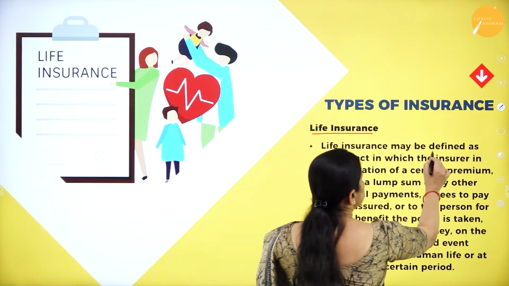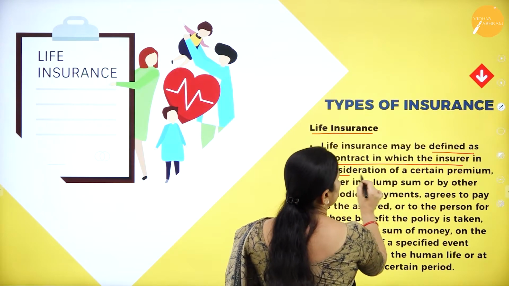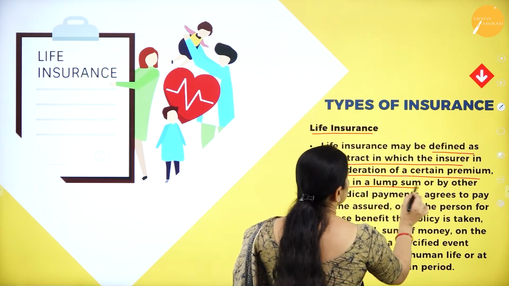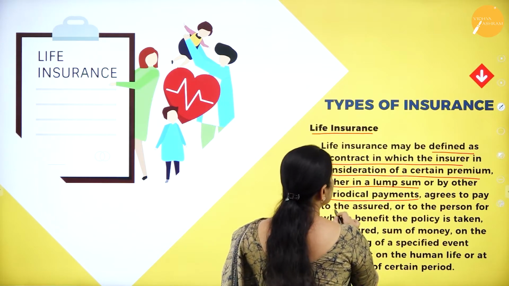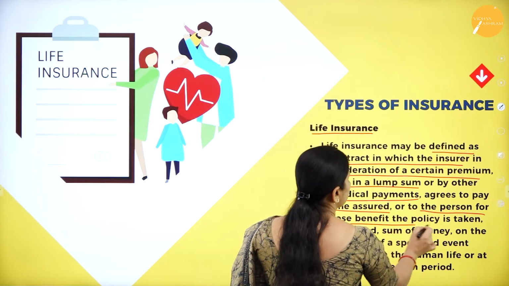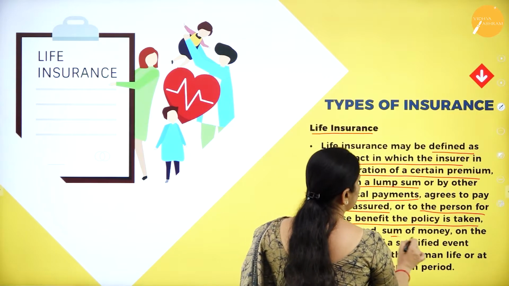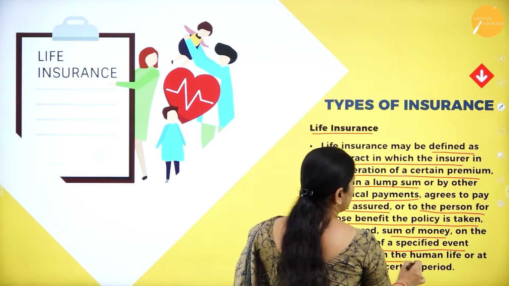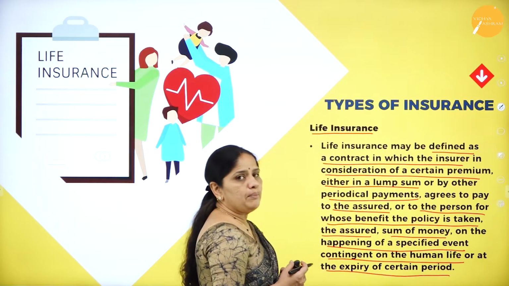So, life insurance may be defined as a contract in which the insurer, in consideration of a certain premium, either in a lump sum or by other periodical payments, agrees to pay the assured, or the person for whose benefit the policy is taken, a sum of money on the happening of a specific event contingent on human life or at the expiry of a certain period.